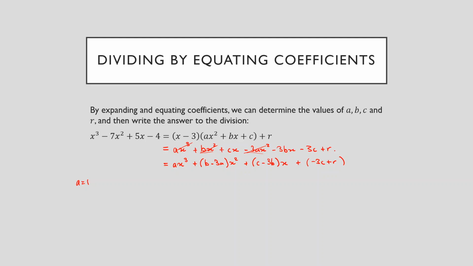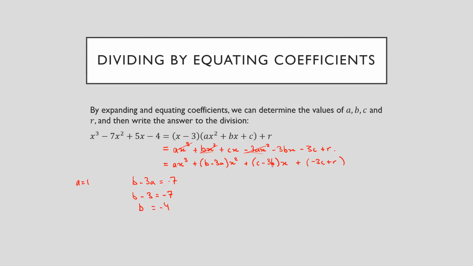Next, we look at the coefficient of x squared. On the left-hand side, it's negative 7. On the right-hand side, it's b minus 3a. So I can say that b minus 3a equals negative 7. I already know that a is equal to 1, so really I've just got b minus 3 equals negative 7, and so I can add 3 to both sides and get b is equal to negative 4.